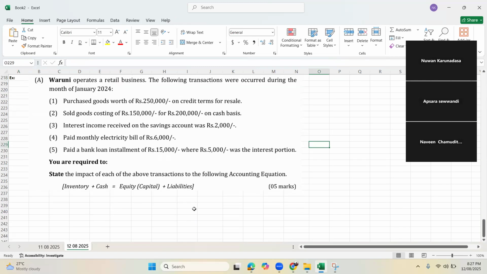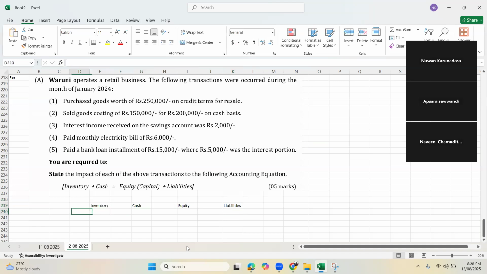For a retail business, the following transactions occurred during the month of Jan 2024. They have given some transactions. You are required to state the impact of each of the above transactions on the following accounting equation. Now they have given an equation. So inventory, then cash, then equity or the capital, then liabilities.